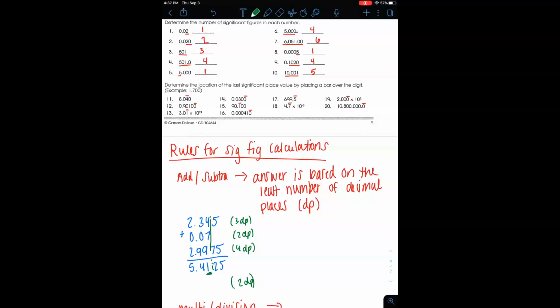And we need to figure out how to round this number. Are we going to round it up or are we going to round it down? And obviously, that's based on that number there. Since you know that 2 is less than 5, we're going to round this number down. So our final answer is 5.41. And that would be the correct way to show that with proper sig figs and decimal places.